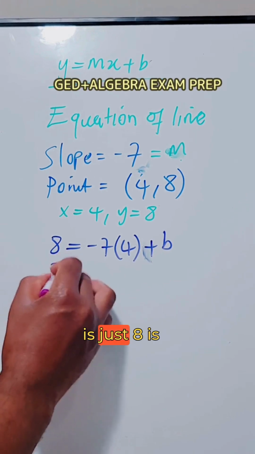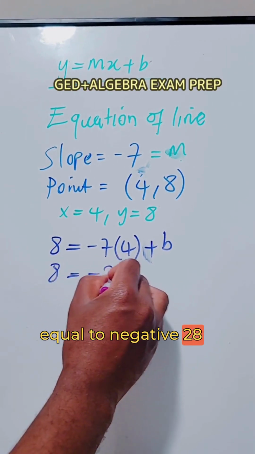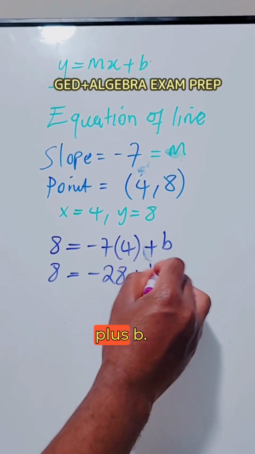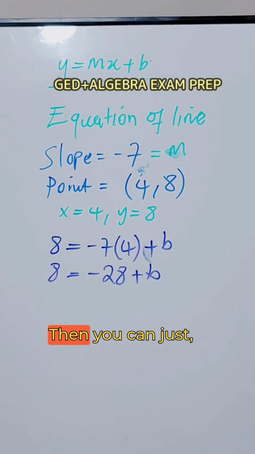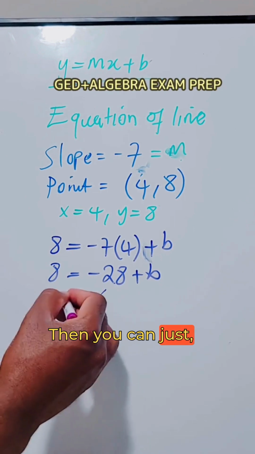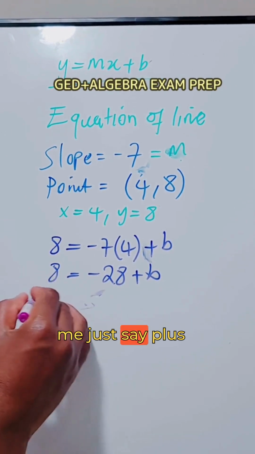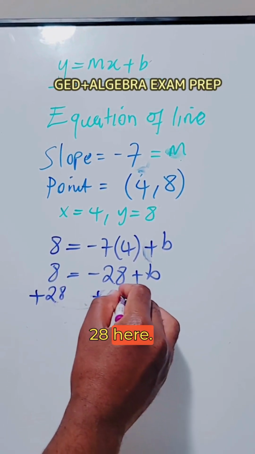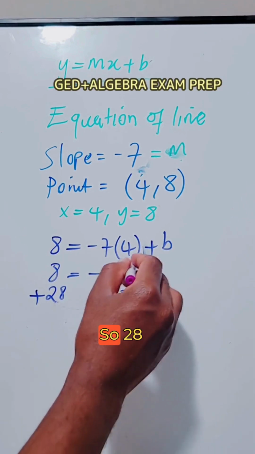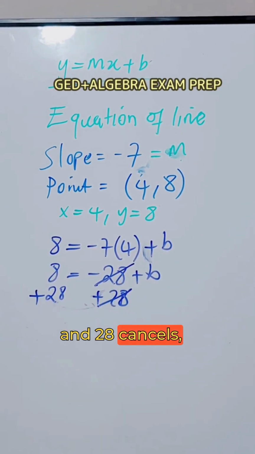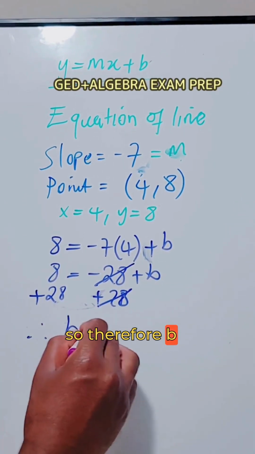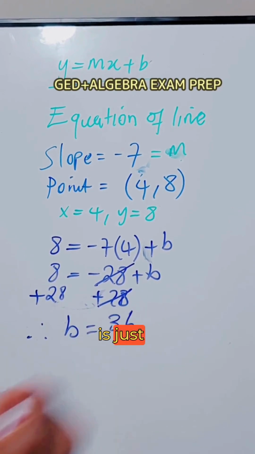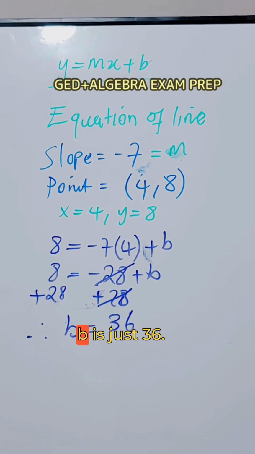So this is just 8 is equal to negative 28 plus b. Then let me just say plus 28 here. Okay, so 28 and 28 cancel. So therefore, b is just 36, right? b is just 36.